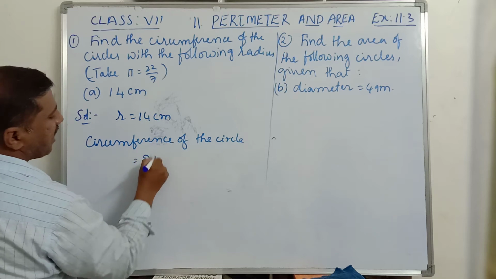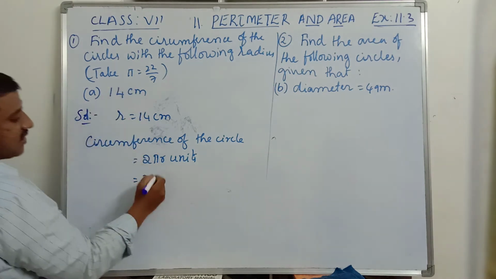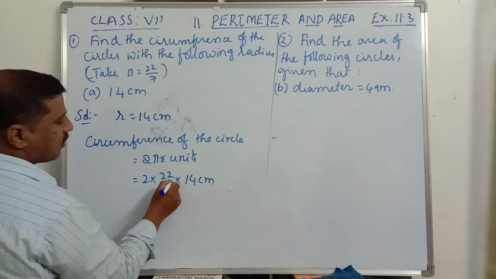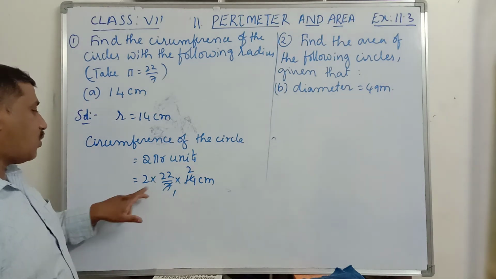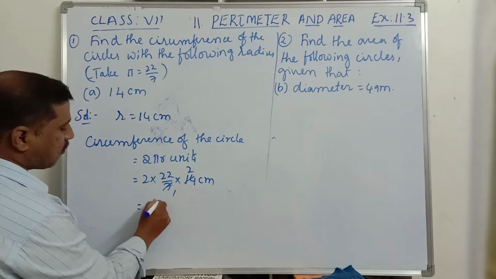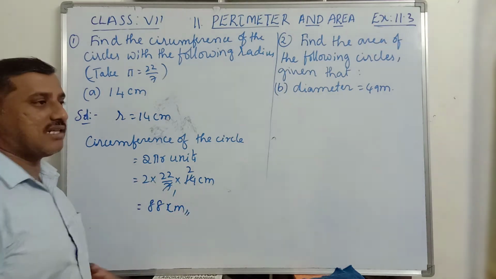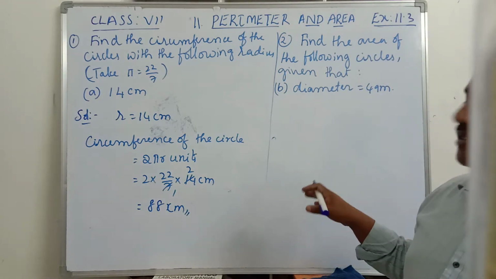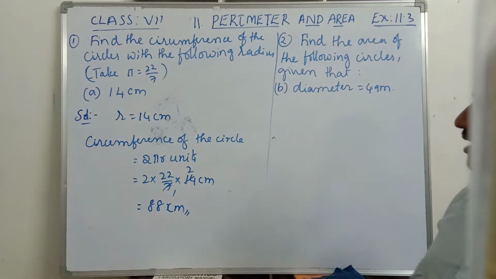The formula is 2 pi r units. That is 2 into 22 by 7 into r, which is the radius 14 centimeters. Now 7 ones are 7, 7 twos are 14. Now 2 into 2 is 4, 4 twos are 8. So we get 88 centimeters. Radius is given as 14 centimeters; substitute in the formula 2 pi r units with pi equal to 22 by 7. Simplify, and we get 88 centimeters as the circumference of the circle.